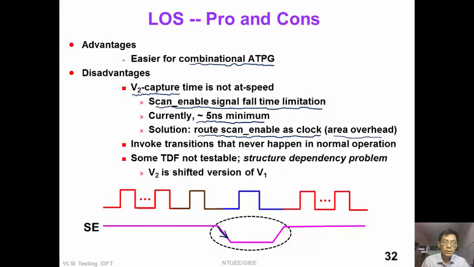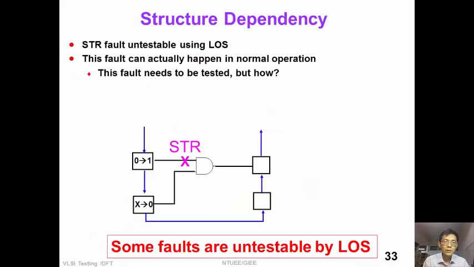The other problem is that we could invoke transitions that can never happen in normal operation. The worst problem is that some transition delay fault can be untestable. This is known as the structural dependency problem. This slide shows the structural dependency problem.